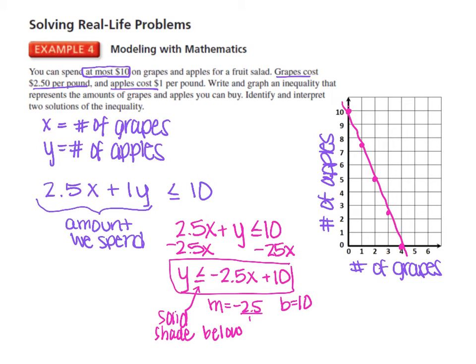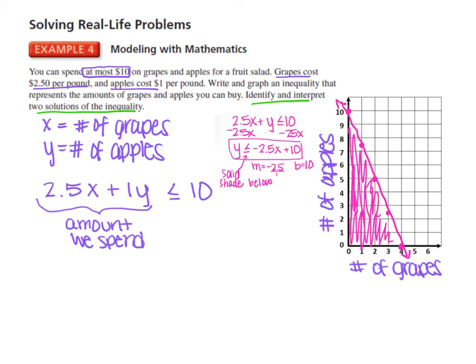So there's my line. That line keeps going forever, but really anything that's outside of that first quadrant doesn't make sense in this situation, even though the line keeps going forever. So when we shade, I'm going to shade in the section that's below my line. Now, it asks me the last thing. Identify and interpret two possible solutions. So what are two possible solutions that I could have, right? What could I buy for amounts of grapes?